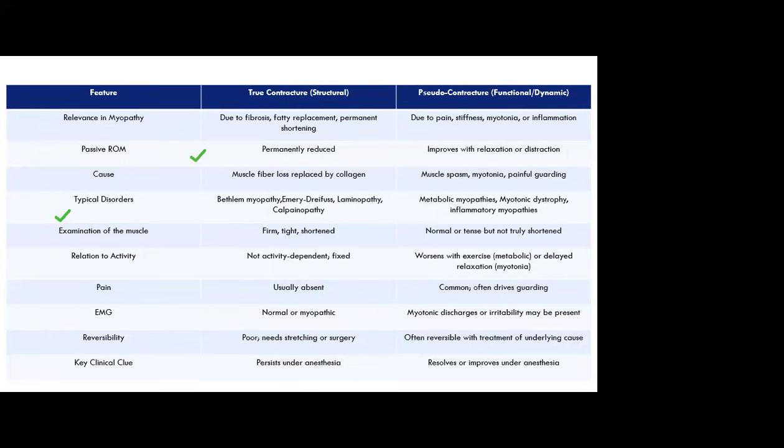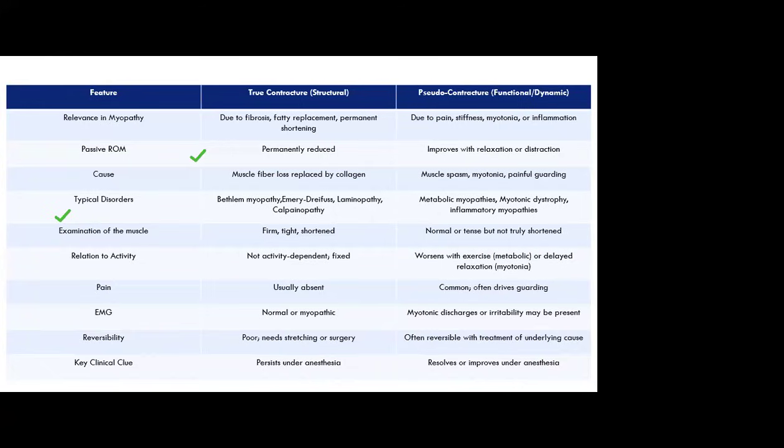When we talk about contractures, there are true contractures and pseudo contractures. In relevance to the myopathies, true contractures are due to fibrosis, fatty replacement, and permanent shortening, whereas pseudo contractures are due to pain, stiffness, myotonia, or inflammation. The passive range of movements is permanently reduced in true contractures, whereas they improve with relaxation or distraction in pseudo contractures.